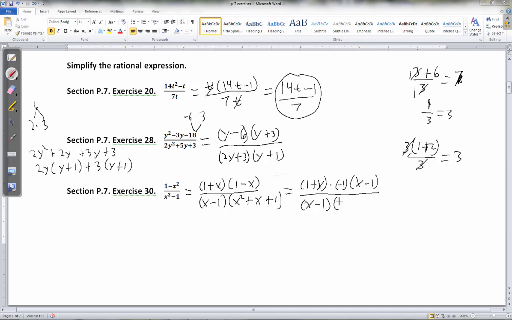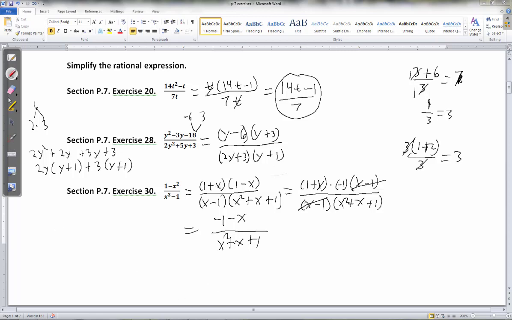And now, that x minus 1 will reduce away, and we'll end up with, I might as well write as, got to multiply that negative 1 through, I guess. So that'll be negative 1 minus x over x squared plus x plus 1. And it'd be fine to write it as negative x minus 1 as well. Doesn't really matter the order, as long as you keep the signs with the proper term.